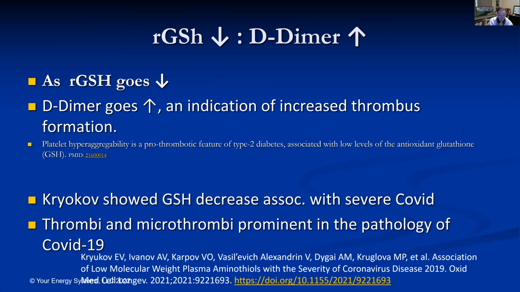And platelet aggregability has been shown to be a prothrombotic feature of a number of diseases, including type 2 diabetes, which I will show you is also a low glutathione condition.